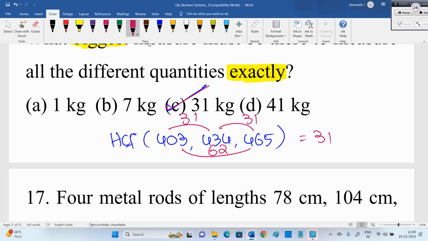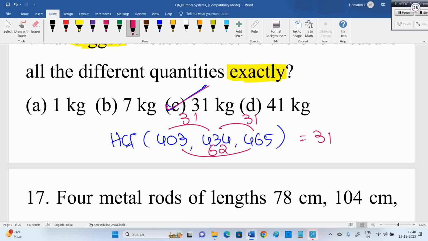Now, sir, you said HCF means my values should be divided by the answer, yes, and 1 is there, sir. Okay, 1 is there, but I want the highest one among the options which will divide. You can also do it like this: instead of doing HCF, you can go for option verification. Find the highest option which can divide my given numbers 403, 434, 465. So 1 also will divide, but I want the highest one.